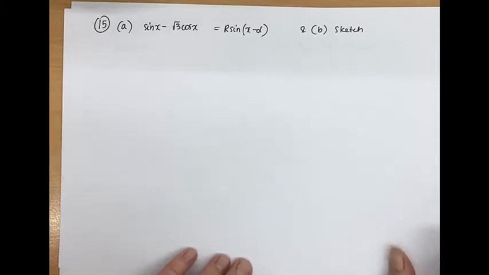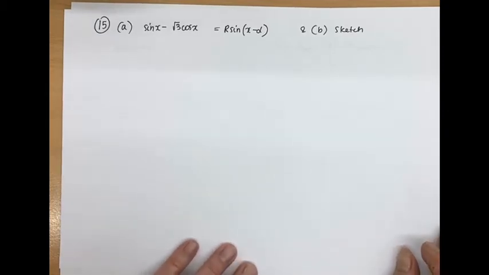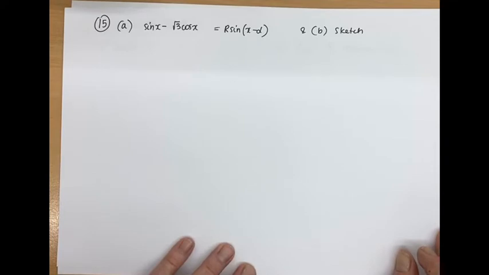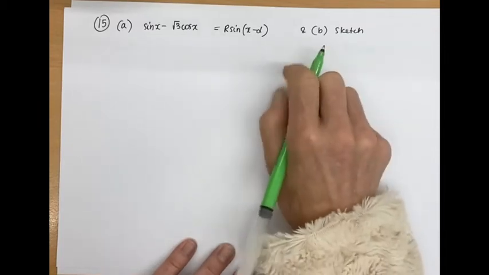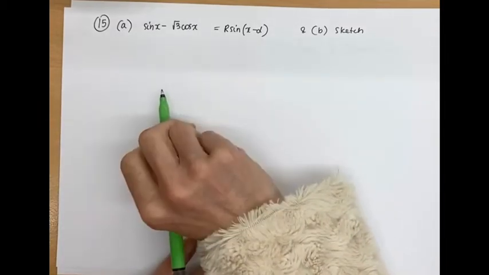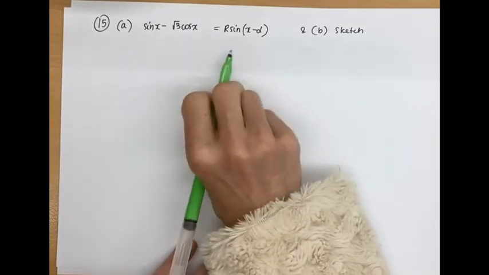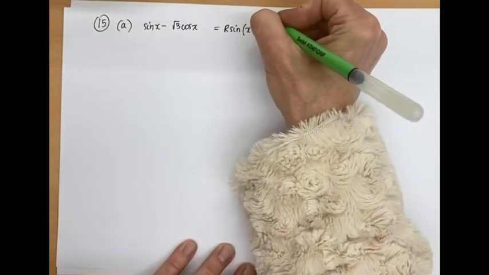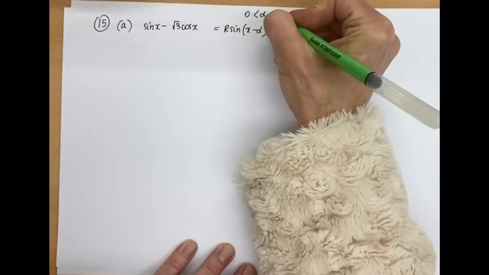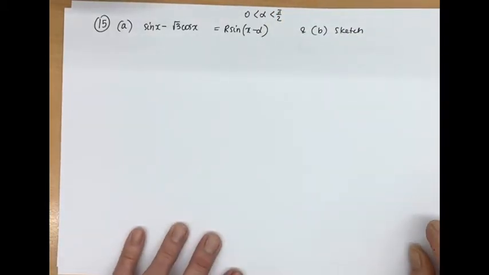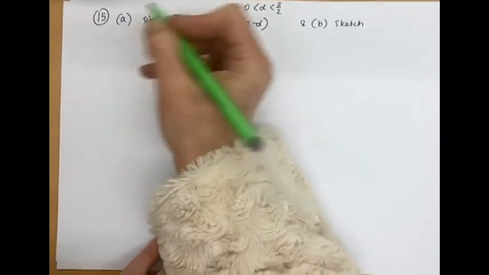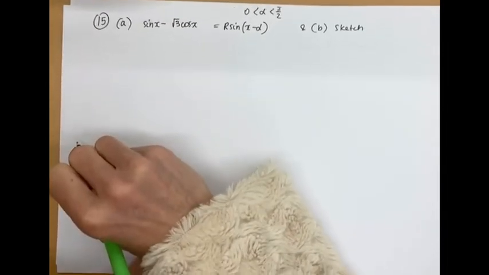In this example, we have to show that you can express sine x minus root 3 cos x in this form. And then we're going to sketch it. Obviously, r is always positive and alpha is going to be an acute angle. But this time, they tell me that alpha needs to be between 0 and pi over 2. This informs me that I need to work in radians. Okay, so the method is going to be the same.